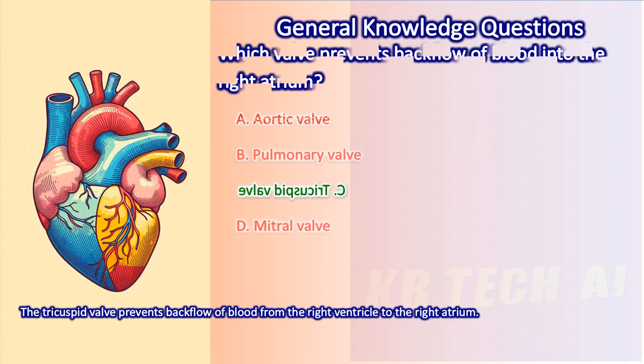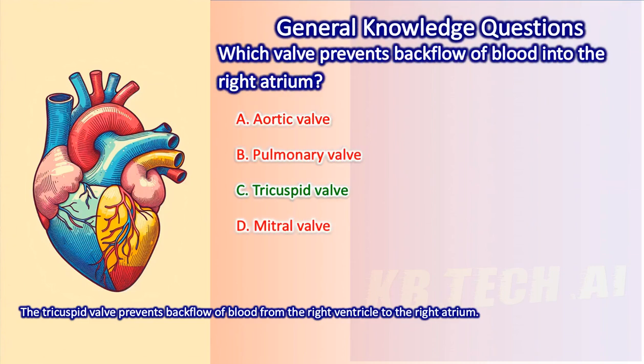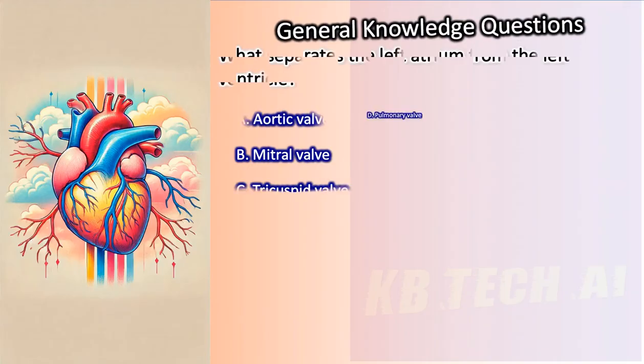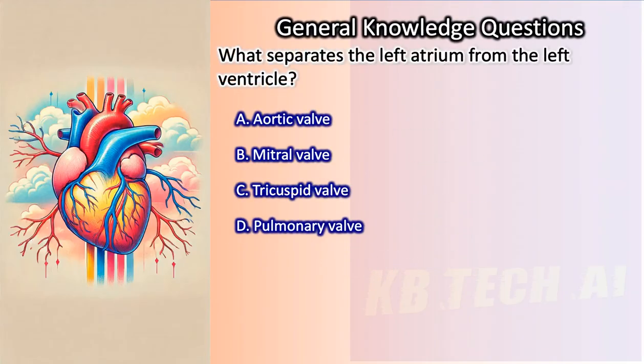The answer is option 3. Tricuspid valve. What separates the left atrium from the left ventricle? Option 1. Aortic valve. Option 2. Mitral valve. Option 3. Tricuspid valve. Option 4. Pulmonary valve.